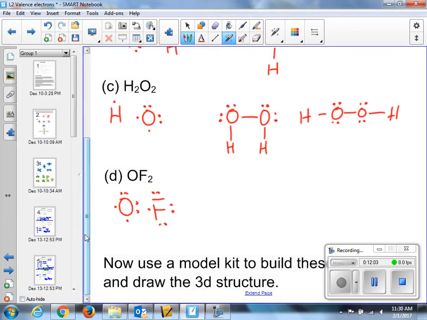Now, OF2. When I see the O, I know it can bond twice, so it must be in the middle. I'll draw it the most likely way you drew it. Doesn't mean you had to have drawn it this way.